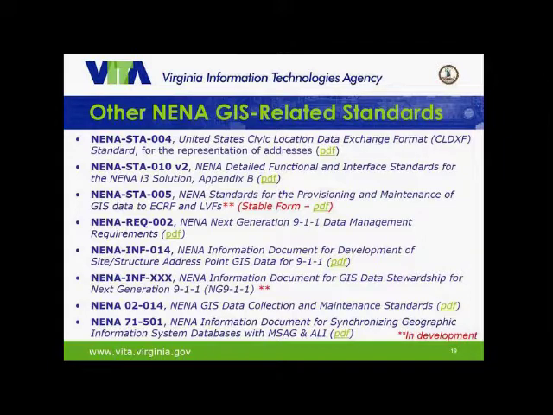And then finally, the last 2 items that we've got are GIS data collection and maintenance standards. See how the document number goes from a NENA INF, REQ, or STA document to a different numbering convention. These last 2 are older documents, but they're still relevant today. The first one that you have is the data collection and maintenance standards document that gives some standards for how to collect and maintain GIS data for 911 purposes.